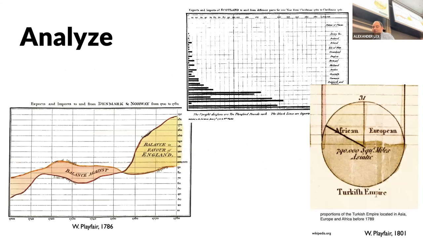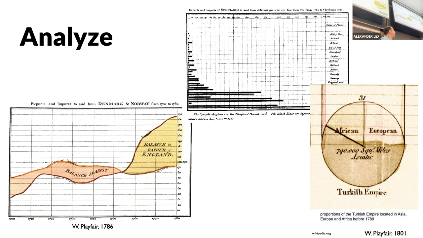And then in the era of William Playfair, there's some dispute about this, but he used many of the charts that we now consider statistical charts, like area charts, line charts, bar charts. And so he made these charts to show economic production, mostly of England and some of the other countries around England.